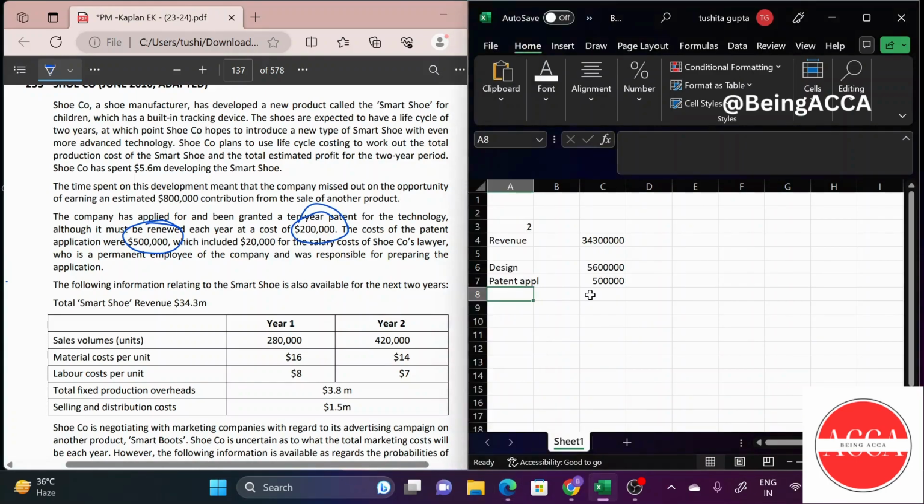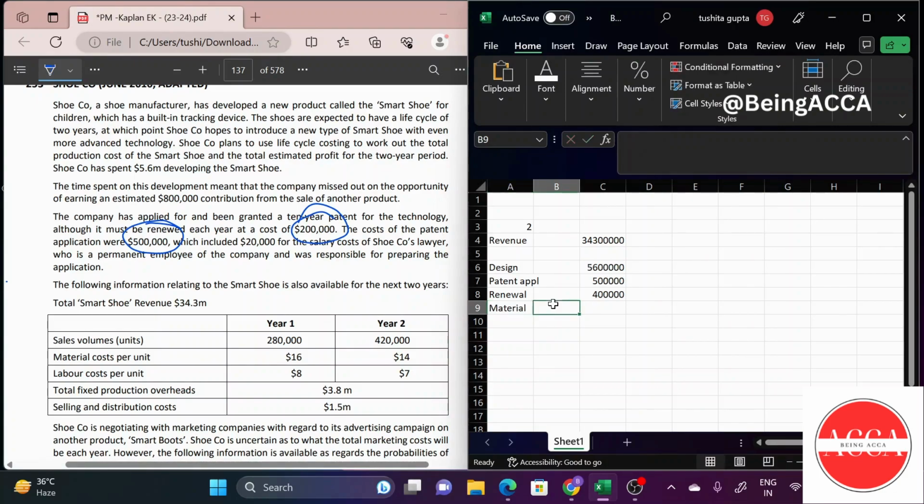For 2 years we'll be paying this cost. Renewal will be 200, 1, 2, 3 into 2 years, right? So this is my renewable cost. Then I will go for my material cost.